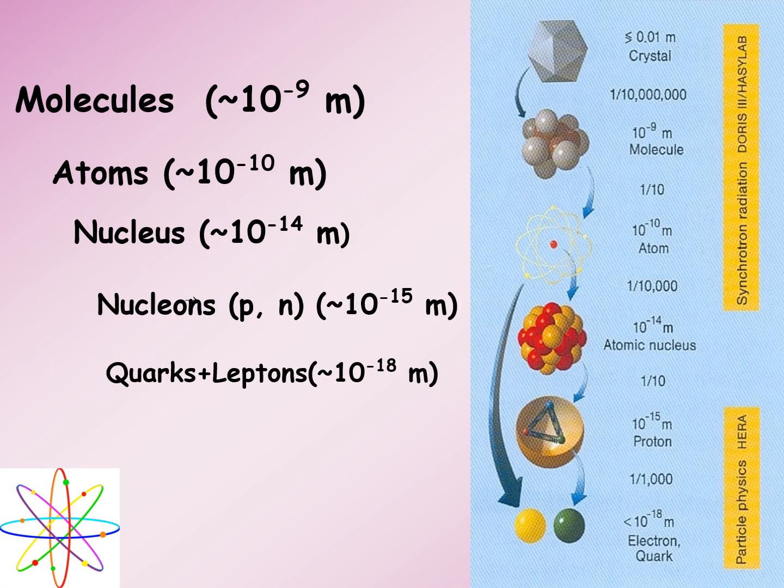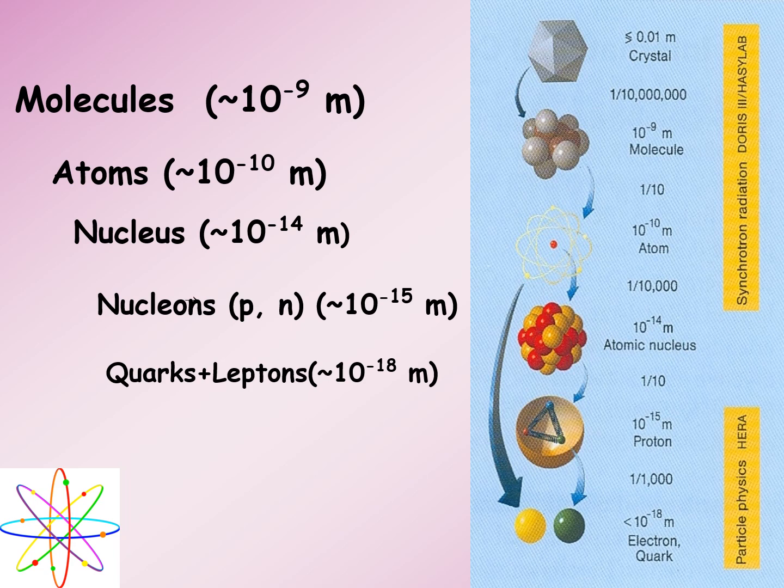Earlier, the molecule was considered to be the smallest particle, with size 10⁻⁹ meter. Then it was discovered that molecules are made up of atoms with size 10⁻¹⁰ meter. Within the atom we have a positively charged nucleus with size 10⁻¹⁴ meter. Within the nucleus we have protons and neutrons having size 10⁻¹⁵ meter, and nucleons are further made up of leptons and quarks.